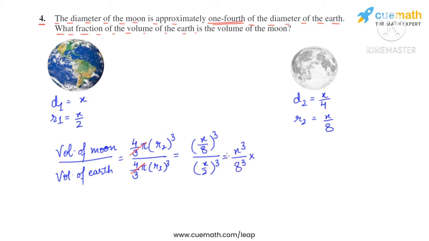multiplied by, division changes to multiply, we take the reciprocal. So it will be 2 cube by x cube. X cube and x cube get cancelled. We know that 2 cube is 8, 8 cube is 512. So this will be simplified to 1 by 64. It means the volume of moon is 1 by 64th the volume of earth, or you can say the ratio of volume of moon to volume of earth is 1 by 64, or 1:64.